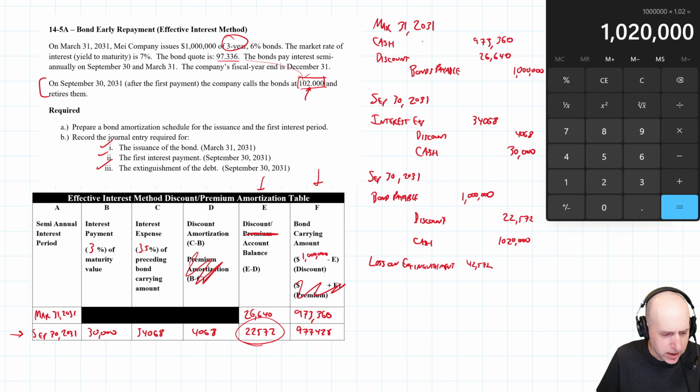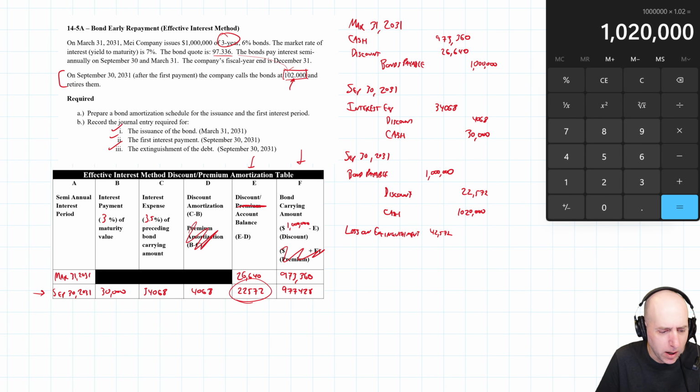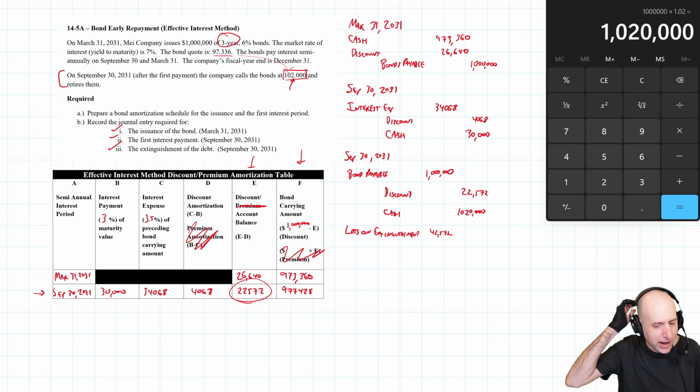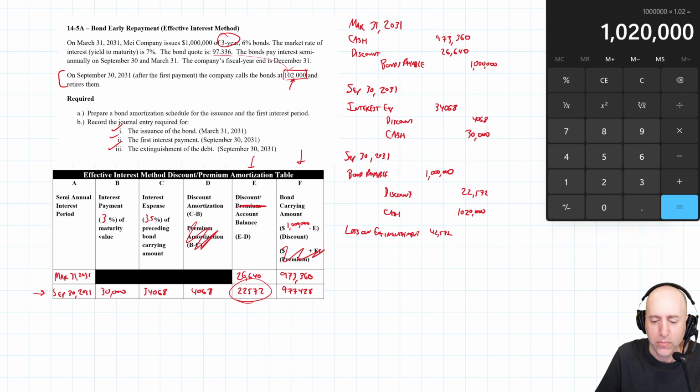And there we have it. I think we've done it. We've solved problem 14.5a. We issued some debt. We paid some interest, and then we extinguished the debt early.